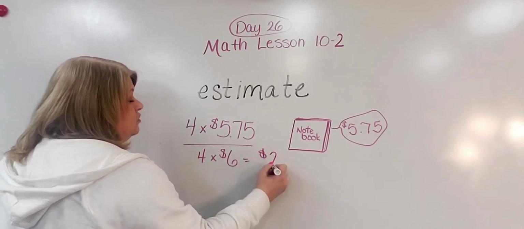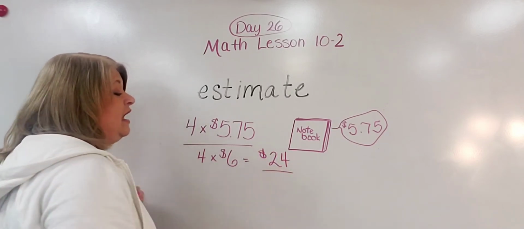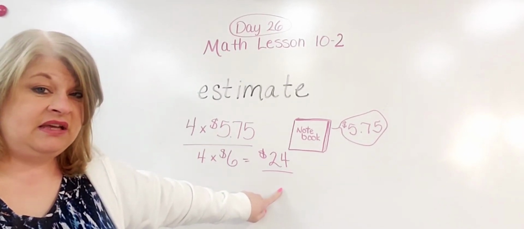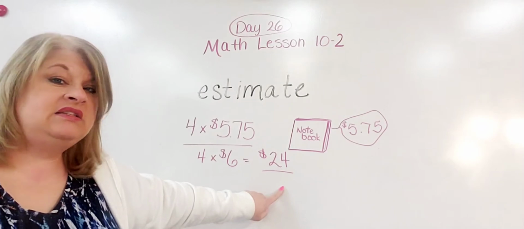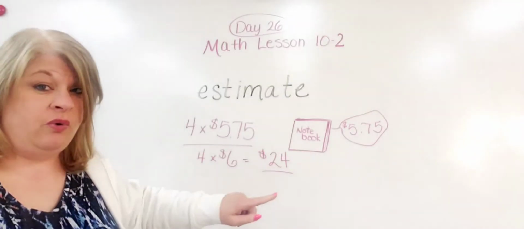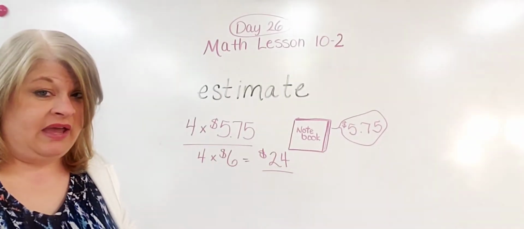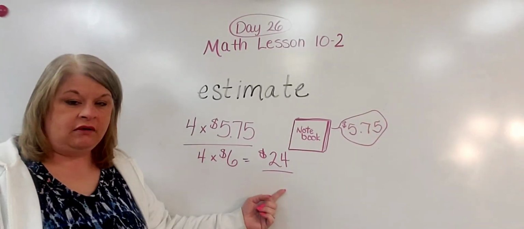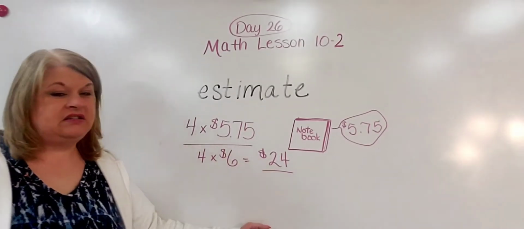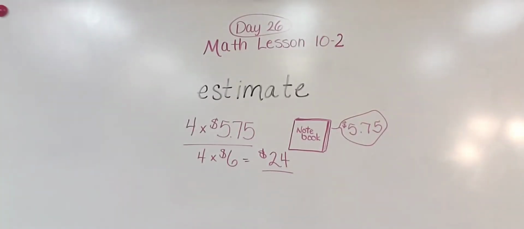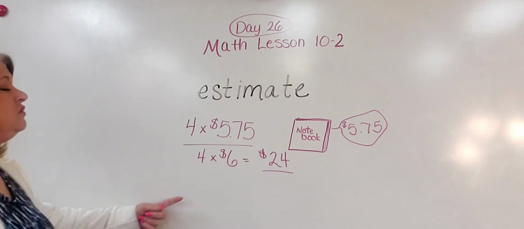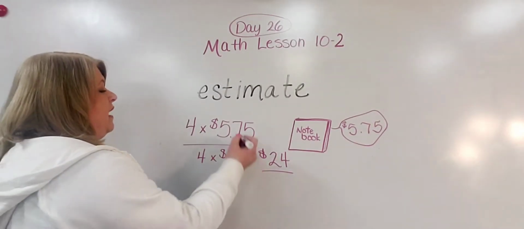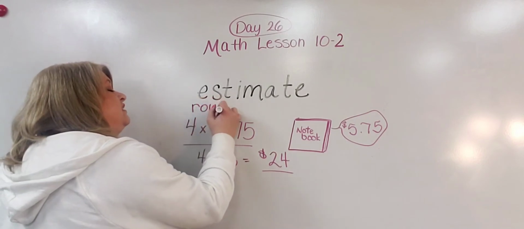4 times 6 is 24. $24. This is my estimate. $24 is my estimate. Is it exact? Because sometimes we just don't have to know the exact amount. Okay? So sometimes we will estimate. This time I estimated by rounding. I rounded to the nearest dollar. $5.75 rounds to $6 because it's closest, right? So we can estimate by rounding. That's what I did here.